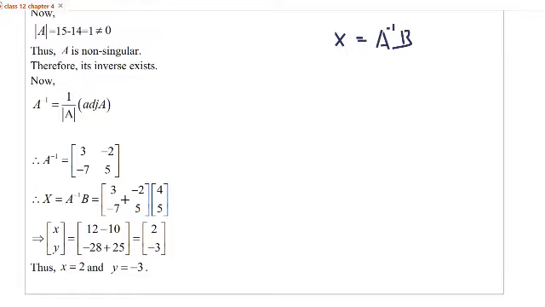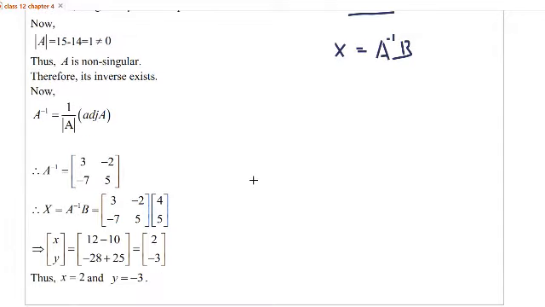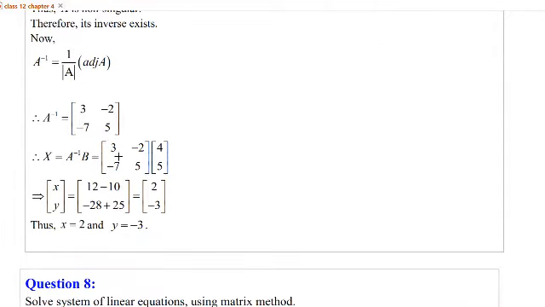This is A inverse, and B, I've already explained what B is, and we'll multiply following the rules of multiplication for matrices, that is row into column. 3 into 4 is 12, and minus 2 fives is minus 10. 12 minus 10 is 2. Similarly for the second row, minus 28 plus 25, and that will be minus 3. So this first value is for x and the second value is for y. So x is 2 and y is minus 3.